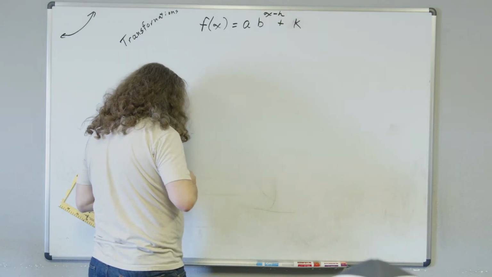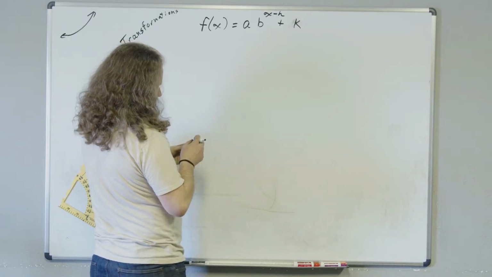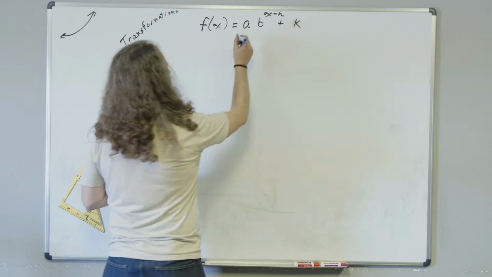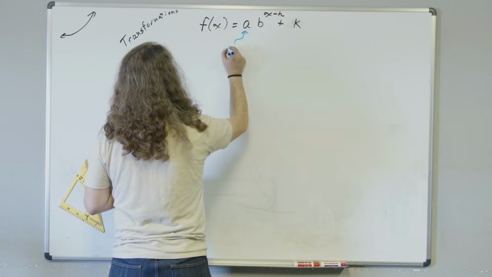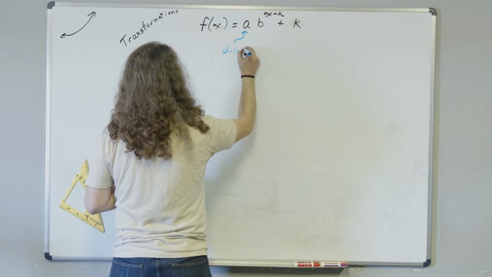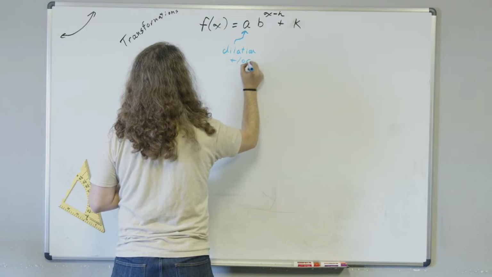Okay, so all of these letters do something to the graph. This one, A, is a dilation and or reflection.